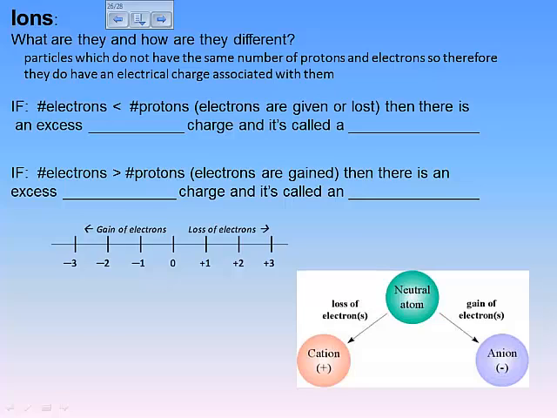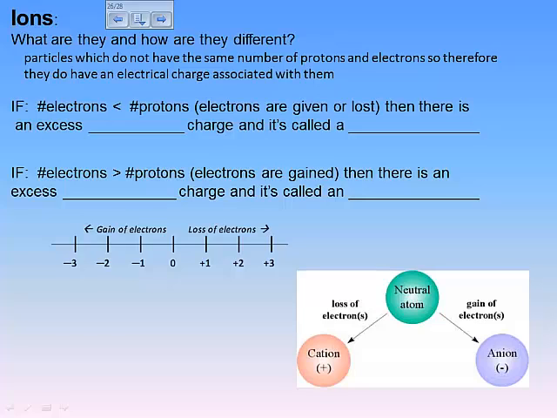They're particles that don't have the same number of protons and electrons. If you think back to what we were talking about at the very beginning of this video, we consider all these atoms neutral because they have the same number of protons and electrons. Ions are something that has different numbers of protons and electrons. So you have two different outcomes you can have. Remember, if protons equal electrons, it's neutral, it has no charge.